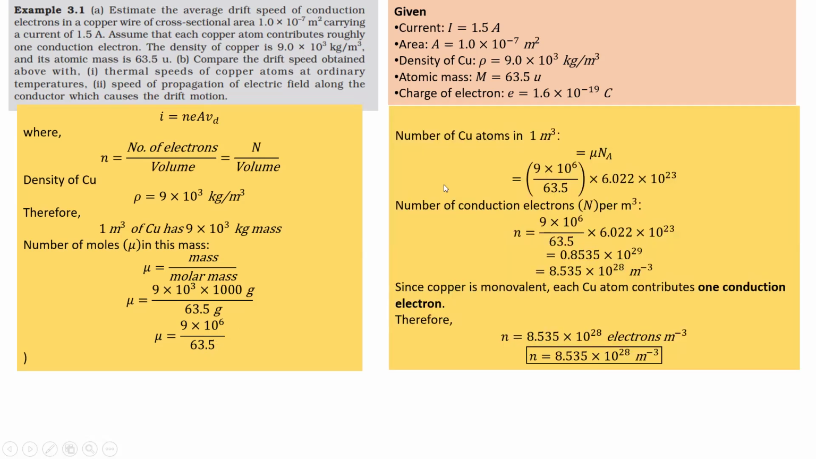Now, number of copper atoms in 1 meter cube. How many copper atoms are there in 1 meter cube? That is number of moles, that is mu, multiplied by N_A. What is N_A? Avogadro number. 1 mole has N_A number of molecules. Mu mole has how many molecules? So, that is 9 into 10 to the power 6 divided by 63.5. This is number of moles. Multiplied with Avogadro number, you are getting total number of copper atoms in 1 meter cube.